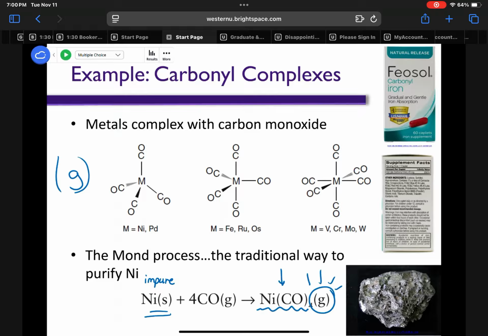Then we can take that gas away and separate it from those solid impurities, leave the solid impurities behind, take our metal complex that is now a gas, and then go back the other way, heat up our complex, get rid of the carbon monoxide ligands, and we end up with pure nickel. And so this is a really important metal purification process.